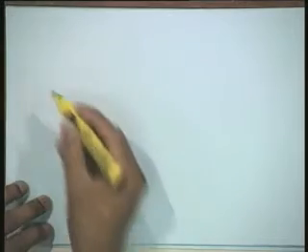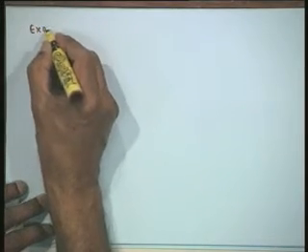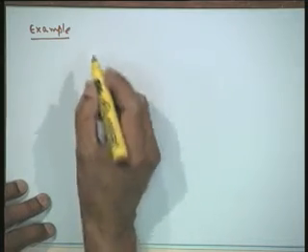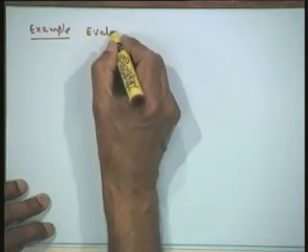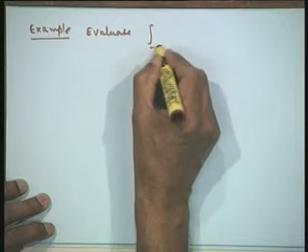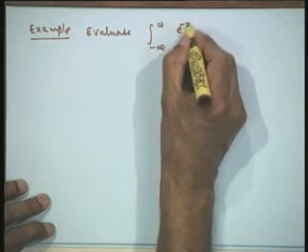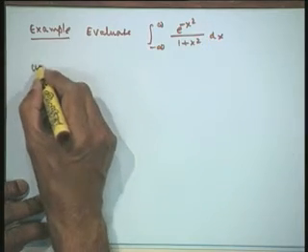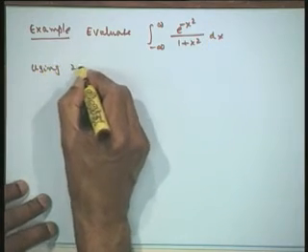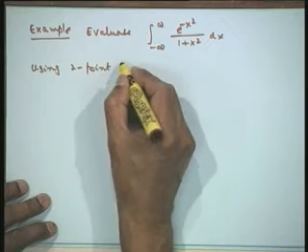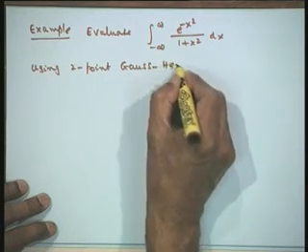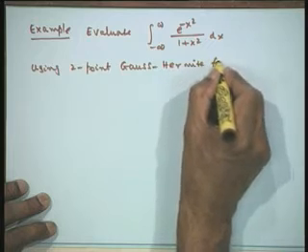Let us take a simple example on this. Now, in this case again, if the weight function is not available, we shall provide the weight function for it. So, let us evaluate the integral from minus infinity to infinity of exponential of minus x squared upon 1 plus x squared dx using the 2-point Gauss-Hermite formula.